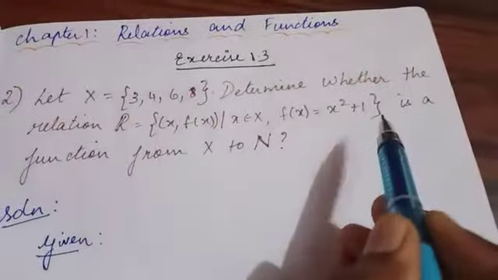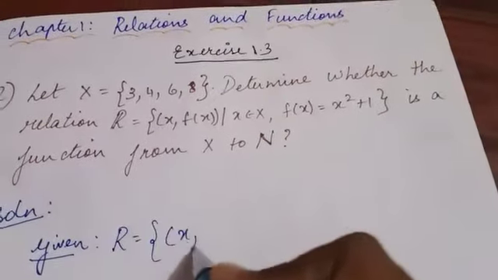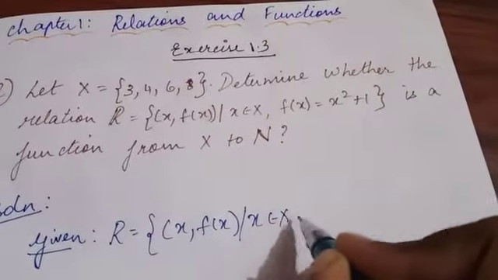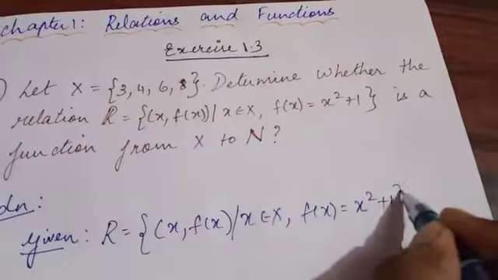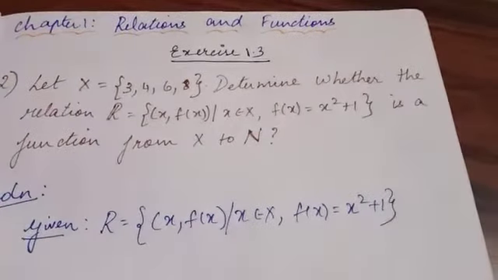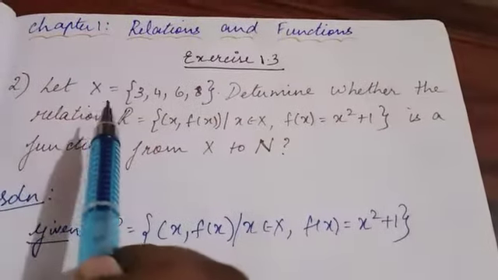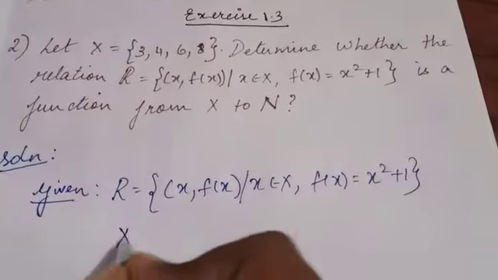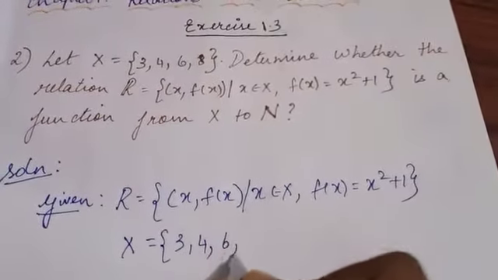So I'm writing the relation first, that is R = {(x, f(x)) such that x belongs to X, f(x) = x² + 1}. Yes. Next, what are we given with? The values of X. So X = {3, 4, 6, 8}.